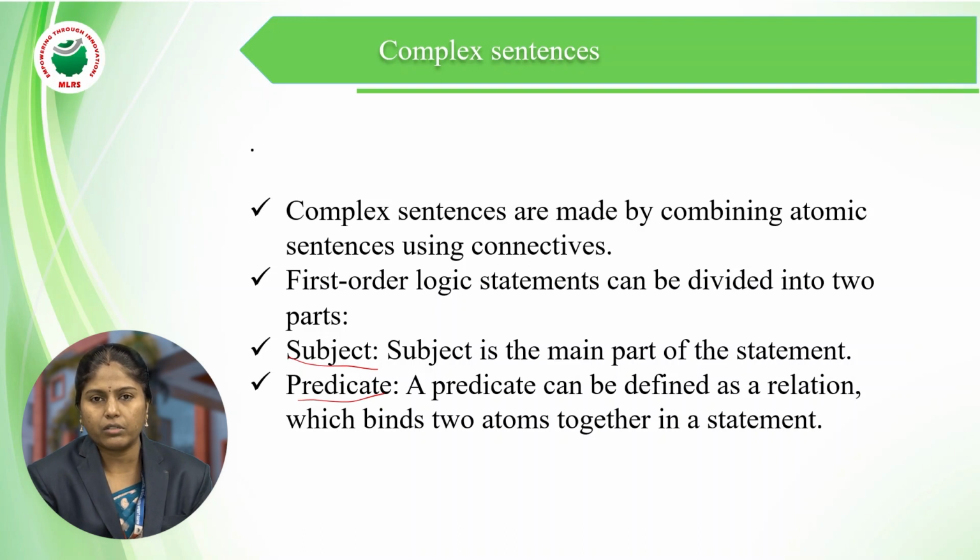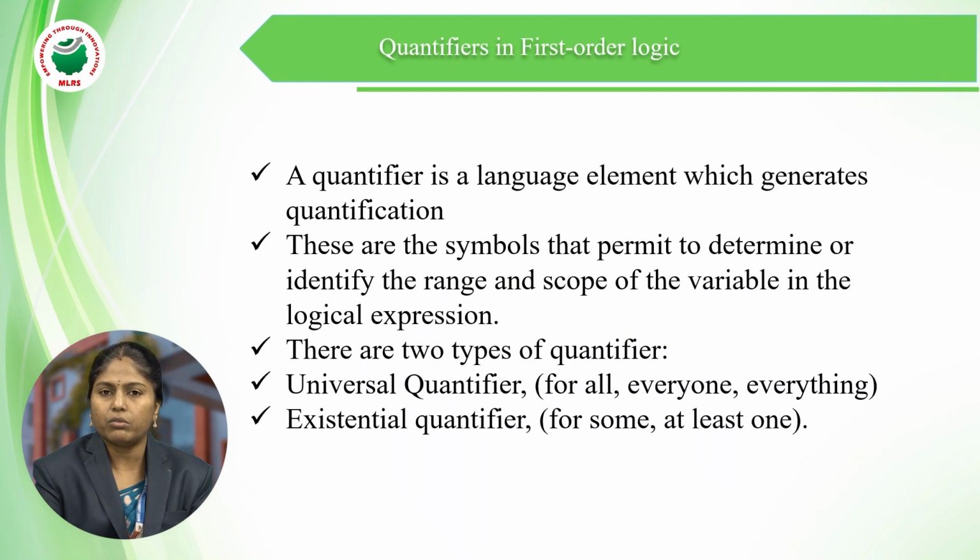Okay, this FOL is divided into two types. First one is subject and the predicate. Subject is the main part, and predicate is the relationship between the two objects. Next one is the quantifiers in first order logic. There are two types of quantifiers in first order logic. First of all, what do you mean by quantifier? Quantifier is a language element which generates quantification.